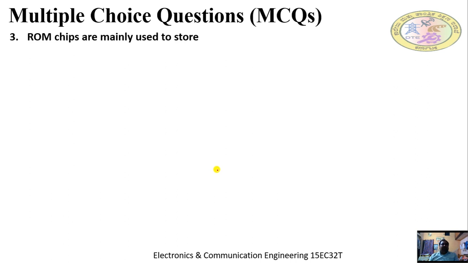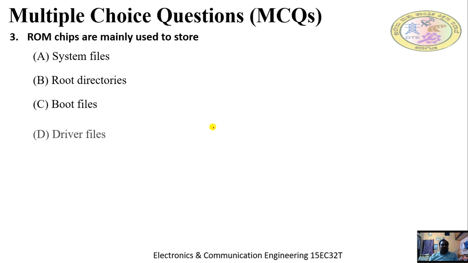Third one, the ROM chips are mainly used to store: first one, system files; second one, root directories; third one, boot files; and the fourth one, driver files. ROM chips are generally used to store startup programs like boot files. Booting is nothing but the actual process of loading the OS. So the third one is the answer.